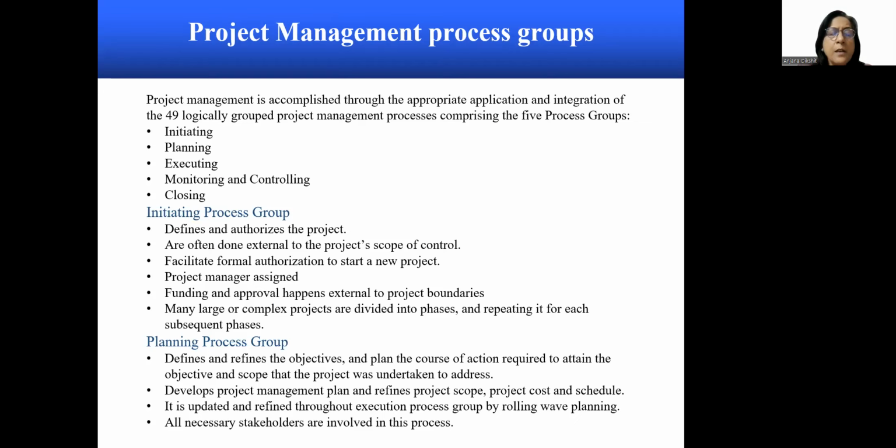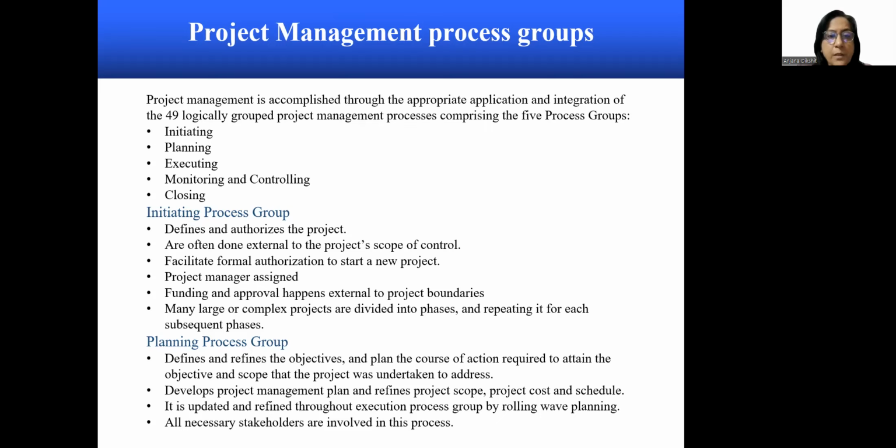Let's understand about the initiating process group. It defines and authorizes the project. It's often done external to the project scope of control. It facilitates formal authorization to start a new project. In this process group, the project manager gets assigned. Funding and approval happen external to project boundaries. And many large or complex projects are divided into phases, repeating it for each subsequent phase.